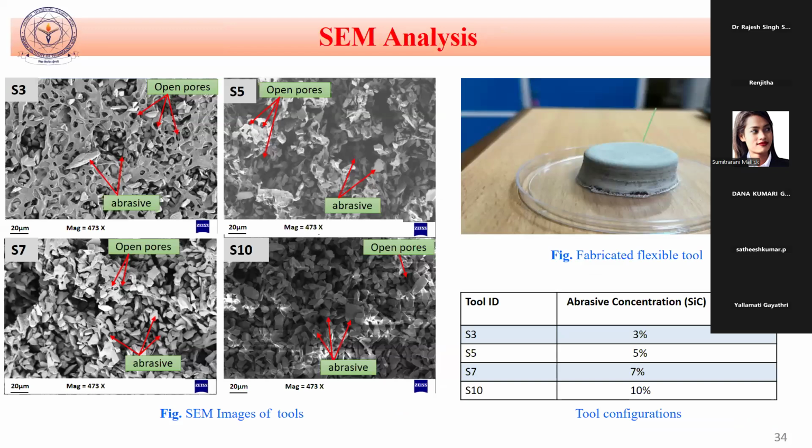Then here we use different concentrations: one is 3%, one is 5%, one is 7%, and one is 10%. We don't know which concentration will work better for us. So we name these S3 for 3%, S5 for 5%, S7 for 7%, and S10 for 10%.